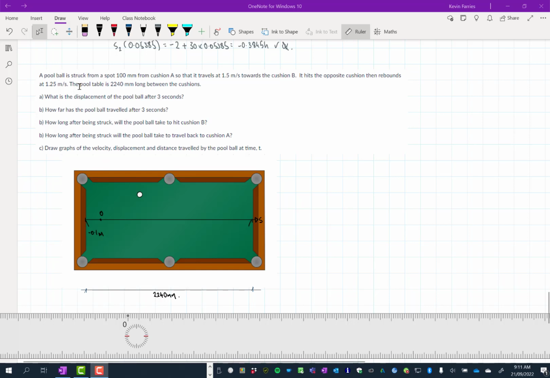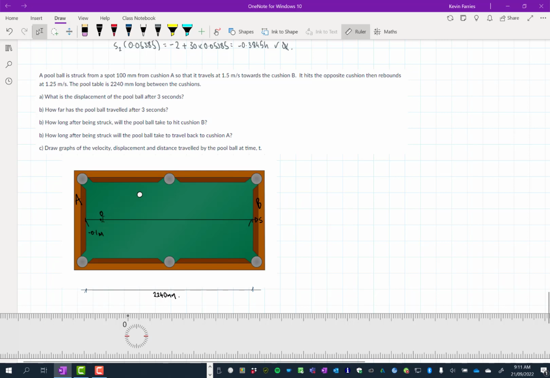So this time, what have we got? We've got a pool table. I just stole one off the internet. Struck from a spot 100 millimeters from cushion A. So we've got cushion A here, and cushion B here. I don't know what these fellas at the end are usually called, cushions, I think. And so the pool ball struck from a spot 100 millimeters from cushion A.